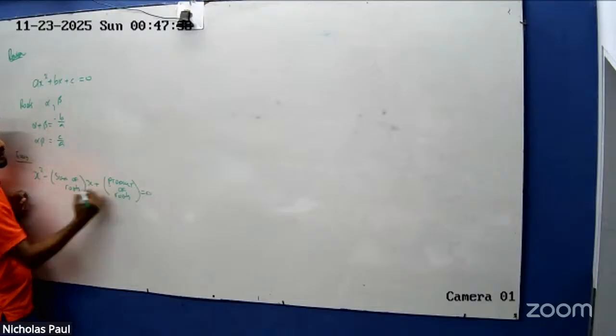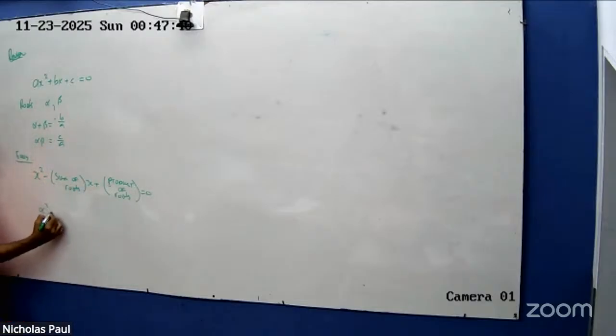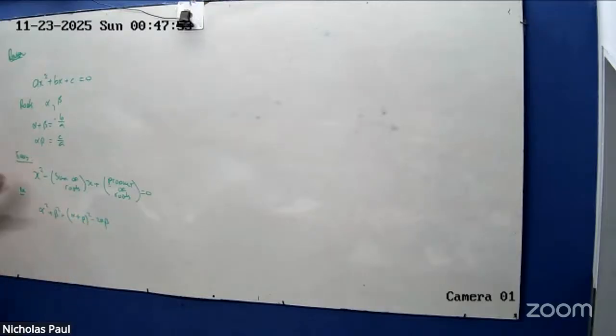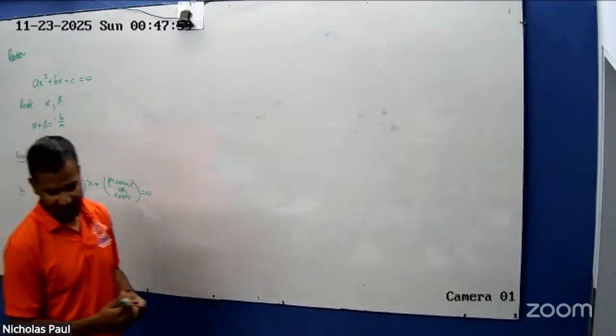And then you should remember how you find alpha squared plus beta squared. Alpha plus beta all squared minus 2 alpha beta. Right? So there are some small things for you to remember. What we're going to do now is the cubic equation version of this.